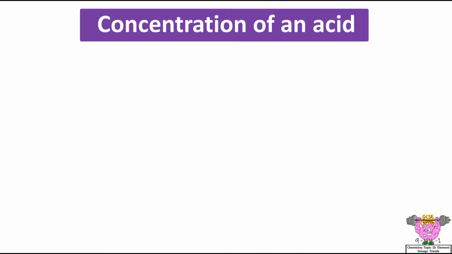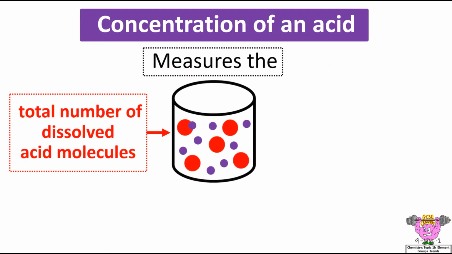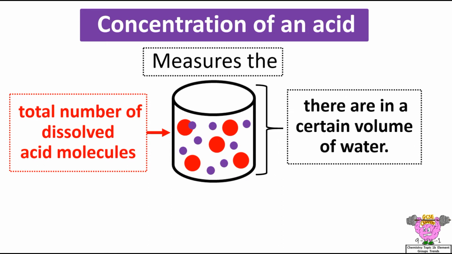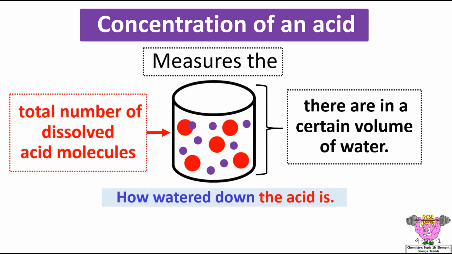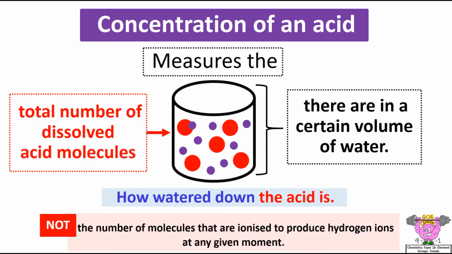Concentration of an acid measures the total number of dissolved acid molecules there are in a certain volume of water. In other words, how watered down the acid is. It is not the number of molecules that are ionized to produce hydrogen ions at any given moment.